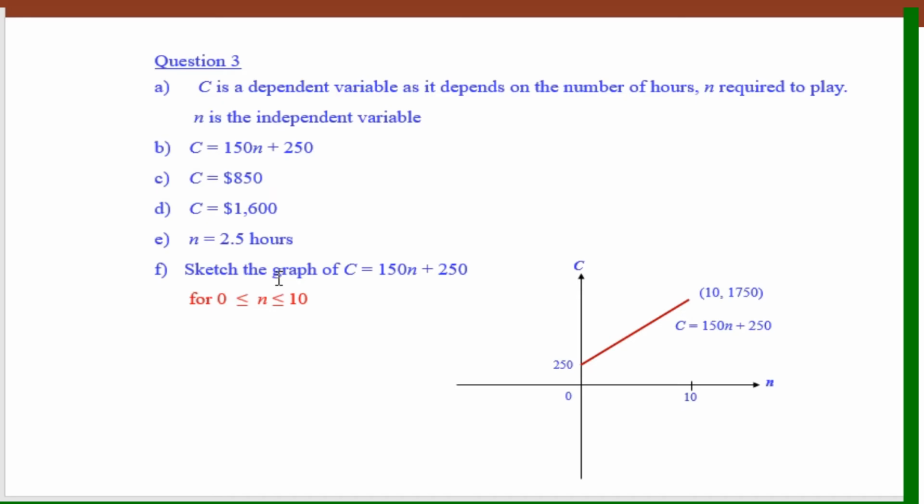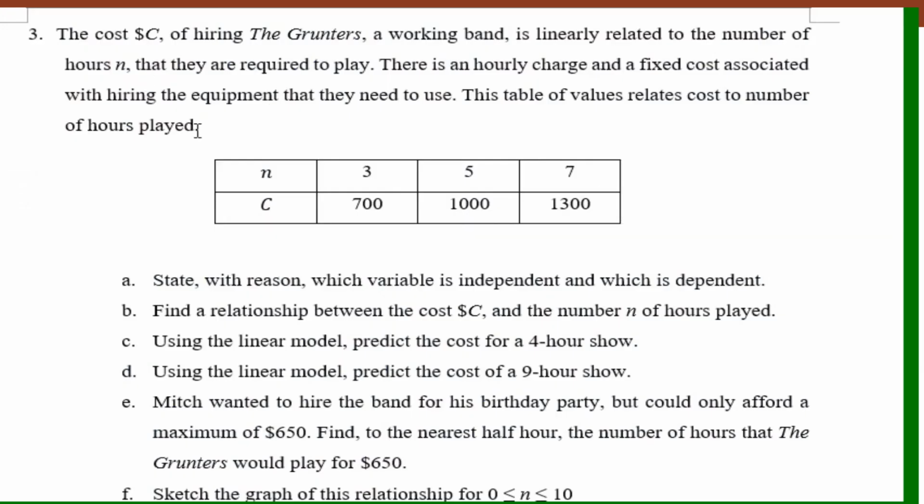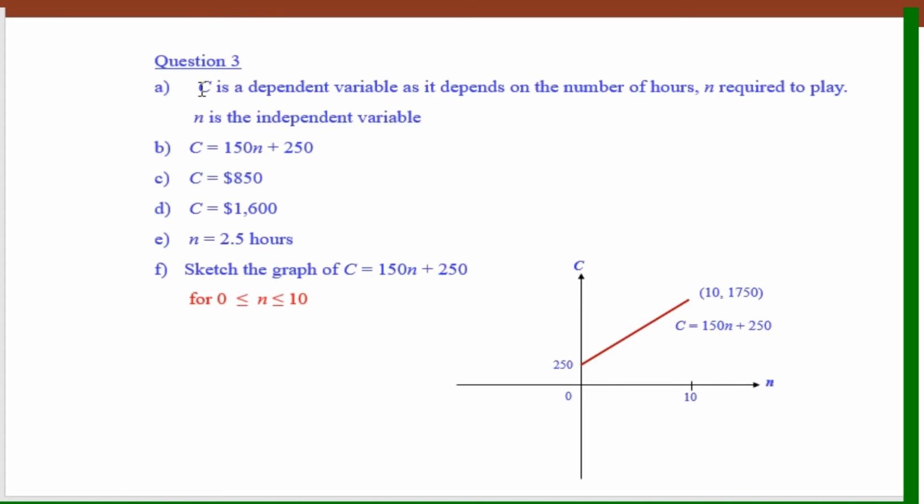All right, question 3. So let's look at it here. They have given you the cost. Now this is a table. In this table, what you have is actually 3 coordinates: 3, 700, 5, 1000, 7, 1300. Why have I put it in this way? Because cost is always dependent. State with reason which variable is independent and which is dependent. C is dependent, N is independent.